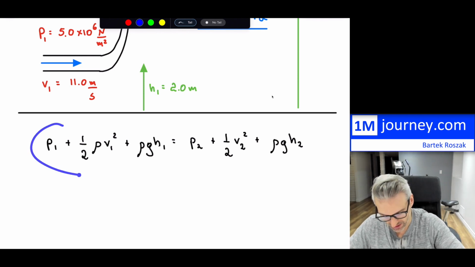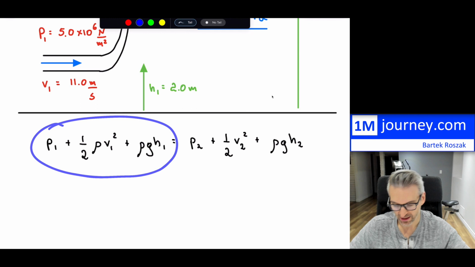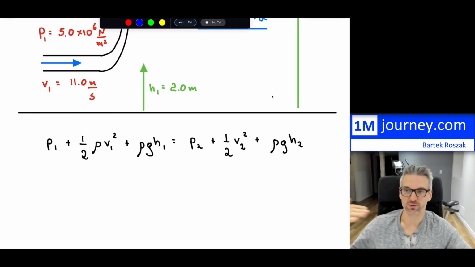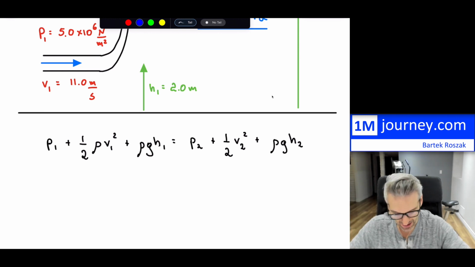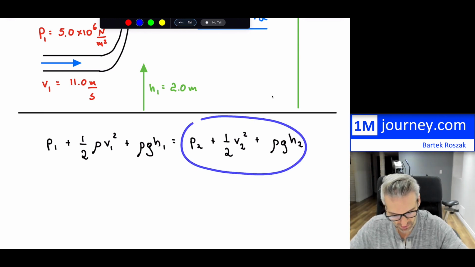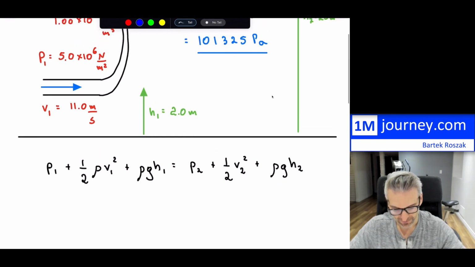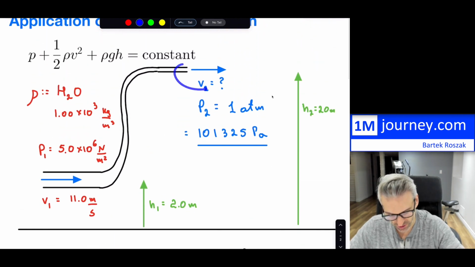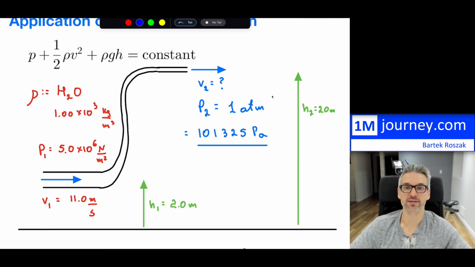So this is on the left-hand side, the bottom of the fluid, which is at a certain pressure, at a certain speed, and a particular height with respect to a reference. And then this on the right-hand side would be your pressure, and then the speed and the height at the exit point here that we want.